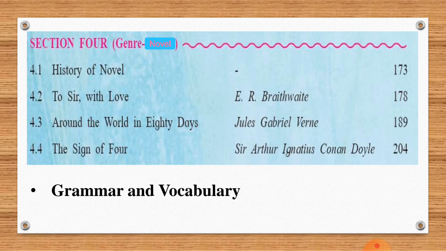And apart from all these sections, students, we have to discuss different grammar topics and different vocabulary items also included in our text. So in this way, students, the textbook of English is divided into 4 different sections such as section 1 prose, section 2 poetry, section 3 writing skills, and the last section is called genre novel. And at the same time, our focus should be on grammar and vocabulary also.